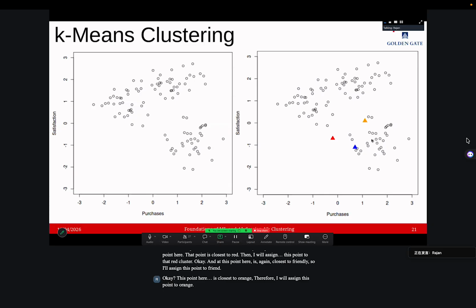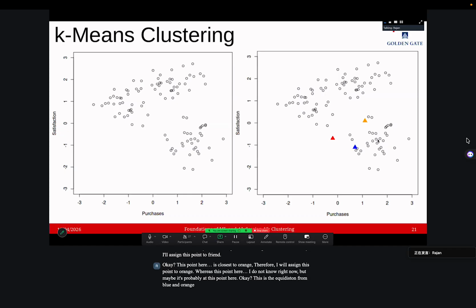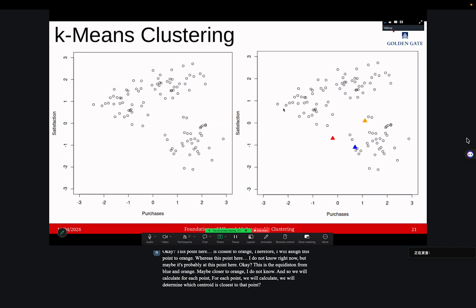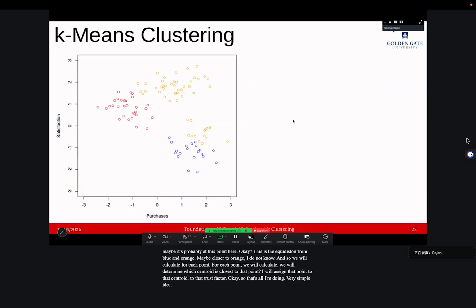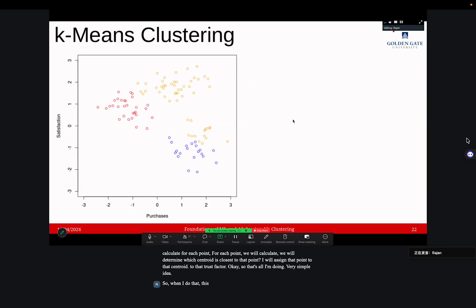Whereas this point here, I do not know right now. This seems to be equidistant from blue and orange. Maybe closer to orange, I do not know. So we will calculate. For each point, we will determine which centroid is closest to that point. I will assign that point to that centroid, to that cluster. So that's all I'm doing. Very simple idea. So when I do that, this is the clustering I got.